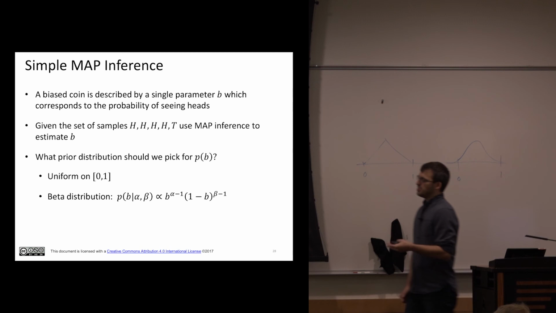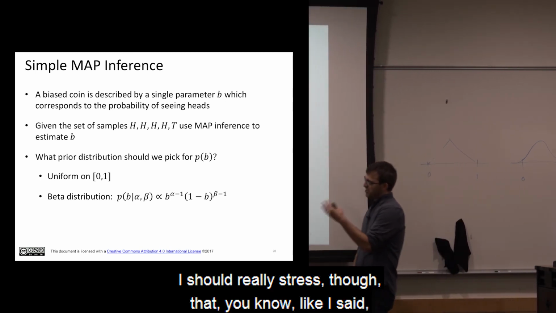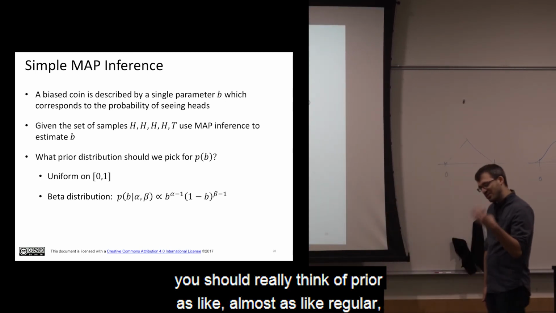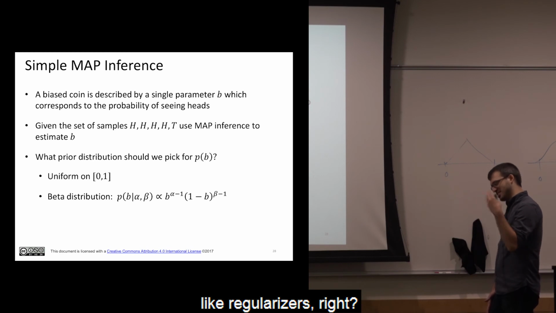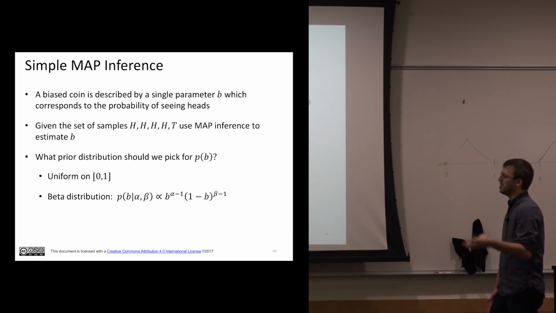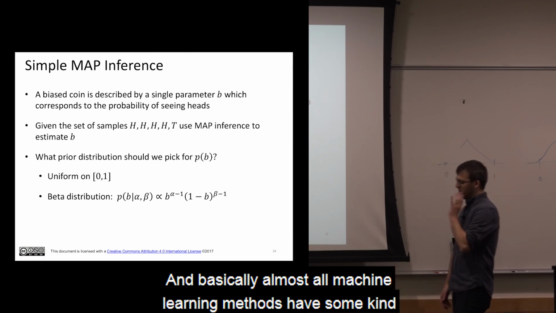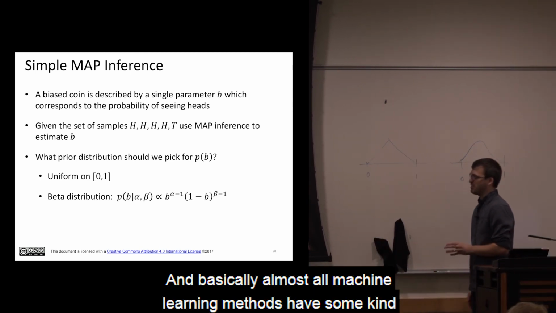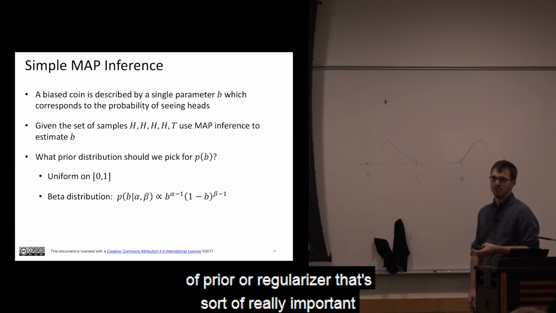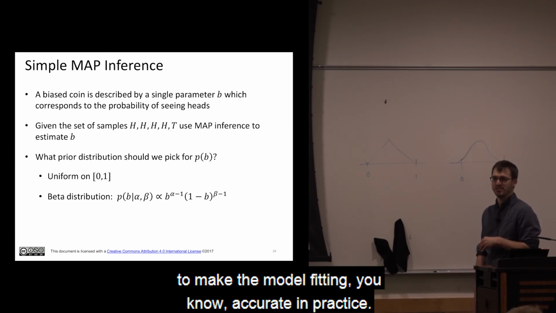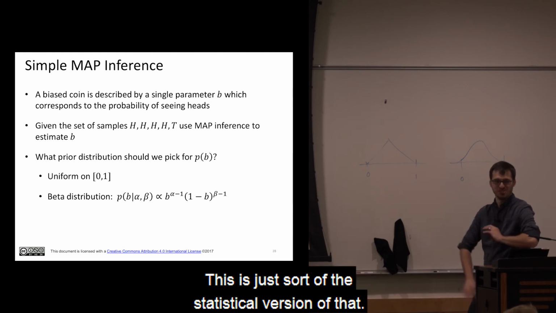I should really stress, though, that like I said, you should think of priors almost as regularizers. They're biasing toward simpler models under some notion of simple. Basically, almost all machine learning methods have some kind of prior or regularizer that's really important to make the model fitting accurate in practice. This is just the statistical version of that.